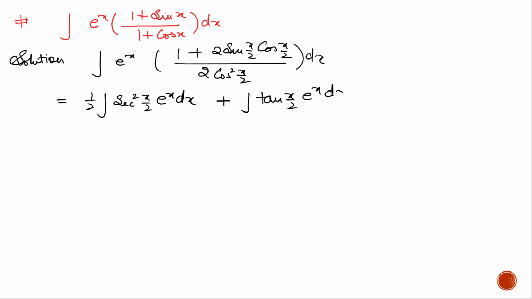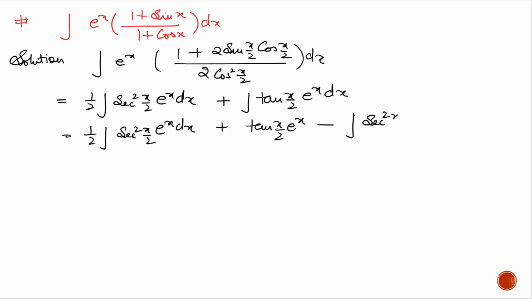Derivative of tan x is sec square x. So we'll solve the second part. So the first part remains the same. In the second part, tan x by 2 as it is, integration of e to the power x is e to the power x, minus derivative of first, which is sec square x by 2 into 1 by 2, into integration of second, which is e raised to power x. After simplification, we'll get the answer tan x by 2 into e raised to power x plus c.